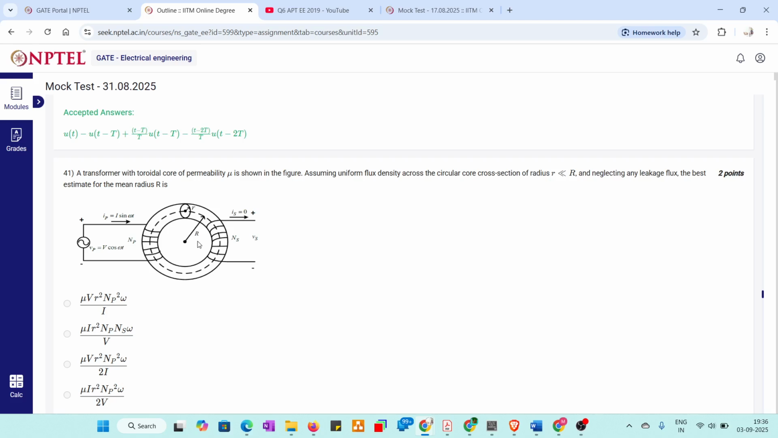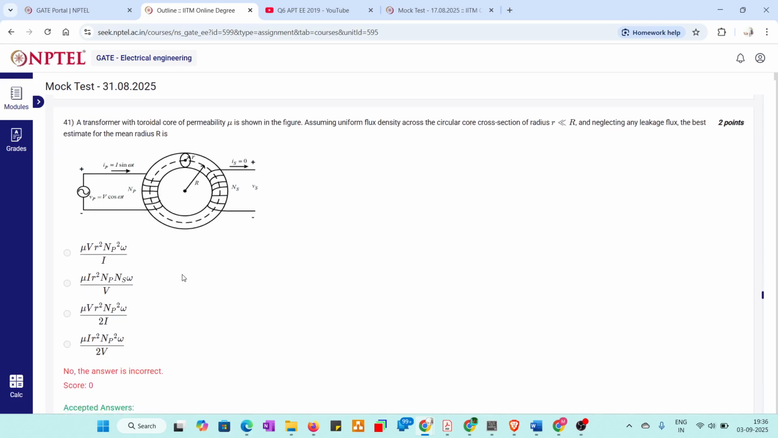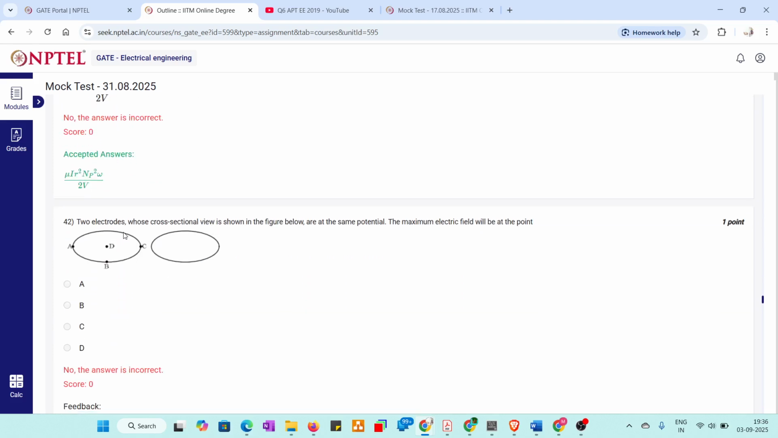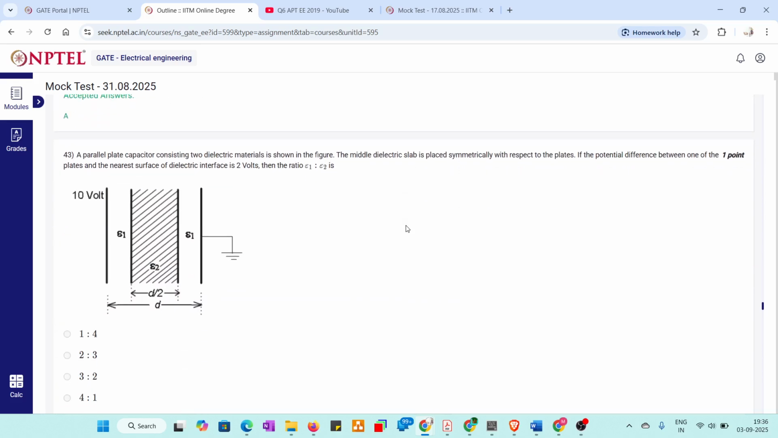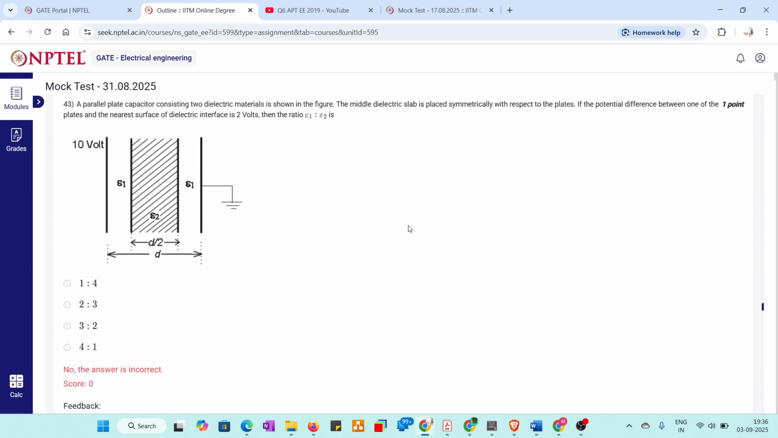Next we'll have the transformer with a toroidal core. Okay, transformer. So this is in depth. Okay, it is a direct question from the book. You can also check the book, you'll get those. Then a two electrode cross sectional view is there. Okay, separate the maximum electric field. Next we'll have the parallel plate capacitor, so a dielectric material based question. Okay.